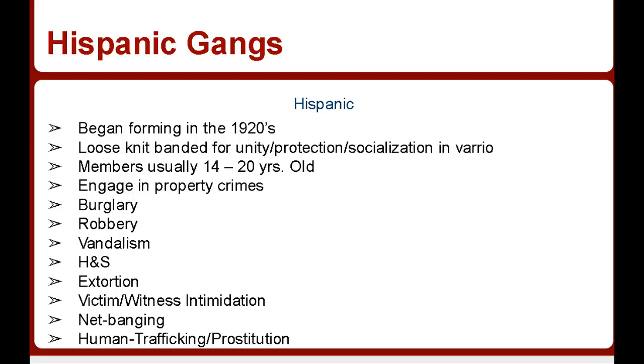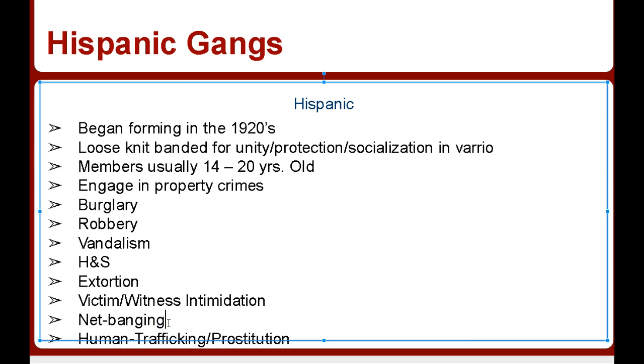Your members in Hispanic gangs usually are recruited at about 14 years old up to about 20. Early on, they were engaged in property crimes and burglary, then robbery, vandalism, drugs, extortion. Nowadays, you have victim witness intimidation. We call it net banging, where you're actually on the computer, which new technology is taking over here. So your social media like Facebook, MySpace, what have you, that's where they're doing a lot of their boasting, a lot of their proclamations, challenges, or what have you. So that's becoming big now through your social media. And they've also branched out to include human trafficking and prostitution now.